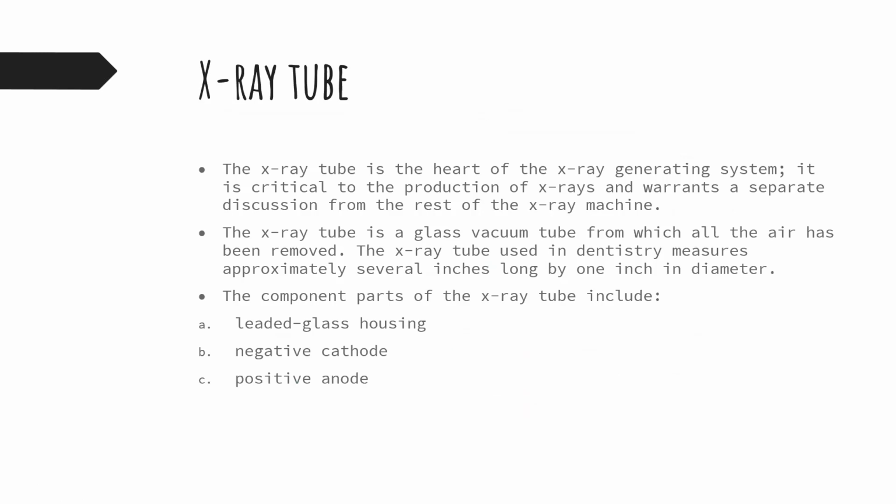So some of this I may have mentioned before, but we'll go along. So the X-ray tube again, it is the heart, as mentioned, of the X-ray machine. So it is critical to the production of the X-rays, right? So the X-ray tube is a glass vacuum tube from which all the air has been removed. So the X-ray tube used in dentistry measures approximately several inches long by 1 inch in diameter. Now the component parts of the X-ray tube include the leaded glass housing, the negative cathode, and the positive anode.